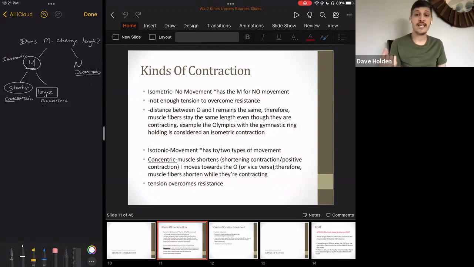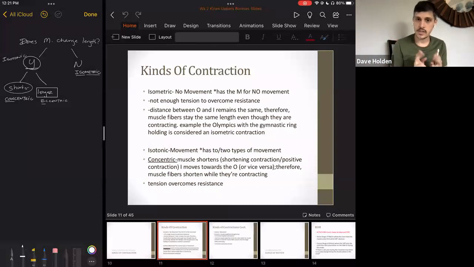There could be not enough tension to overcome the resistance. That is, it's too heavy for you to lift. The resistance of the object is greater than the tension that your muscle can produce. You're not strong enough. The distance between the origin and the insertion remains the same. Therefore, the muscle fibers stay the same length, even though they are contracting. So for example, the Olympics with the gymnastic rings, when you've got your hands in those rings and you push yourself up and you hold, that's another example of an isometric contraction. Good stuff, good stuff.